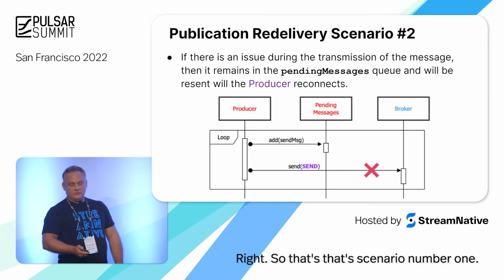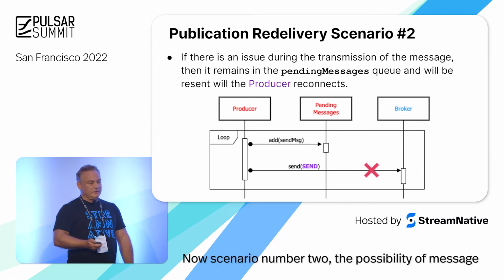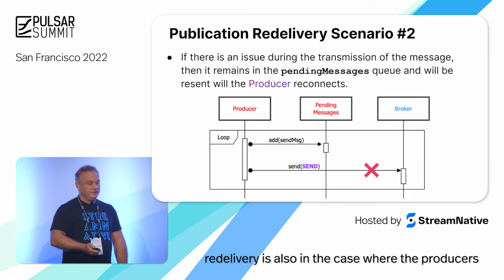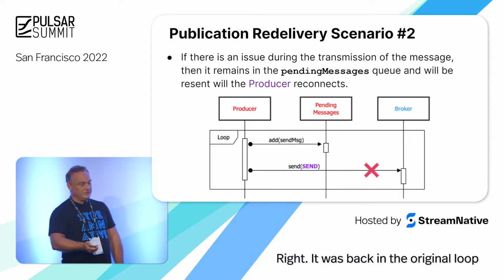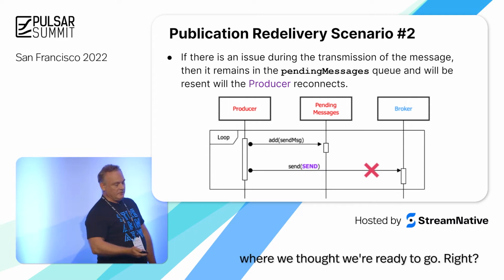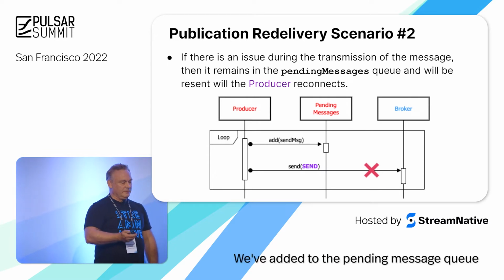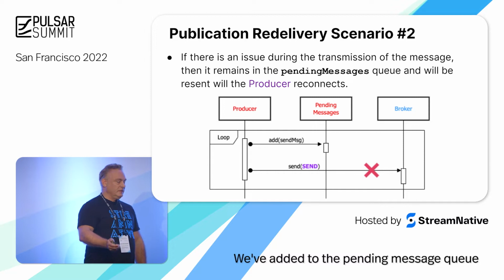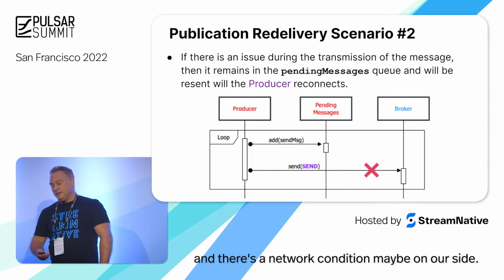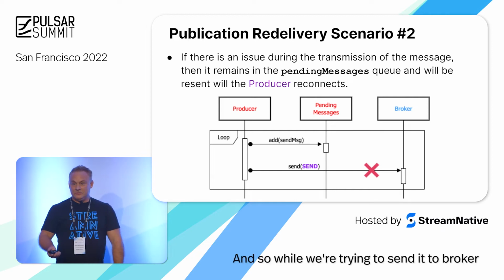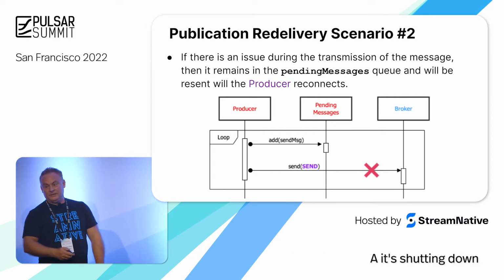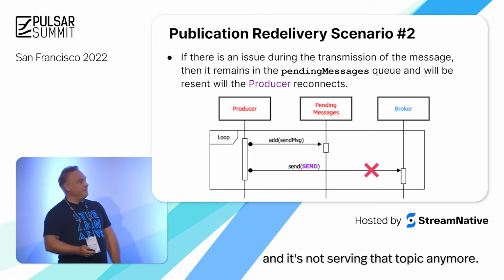Right? So that's scenario number one. Now, scenario number two, the possibility of message redelivery is also in the case where the producer is unable to transmit the message in the first place, right? It was back in this original loop where we thought we're ready to go. The batch has been triggered, we've added them to the pending message queue, and we try to send them, and there's a network issue. Maybe on our side, we can't connect to the broker. We connected to a broker that was getting rebalanced, and so while we're trying to send it to broker A, it's shutting down and it's not serving that topic anymore.